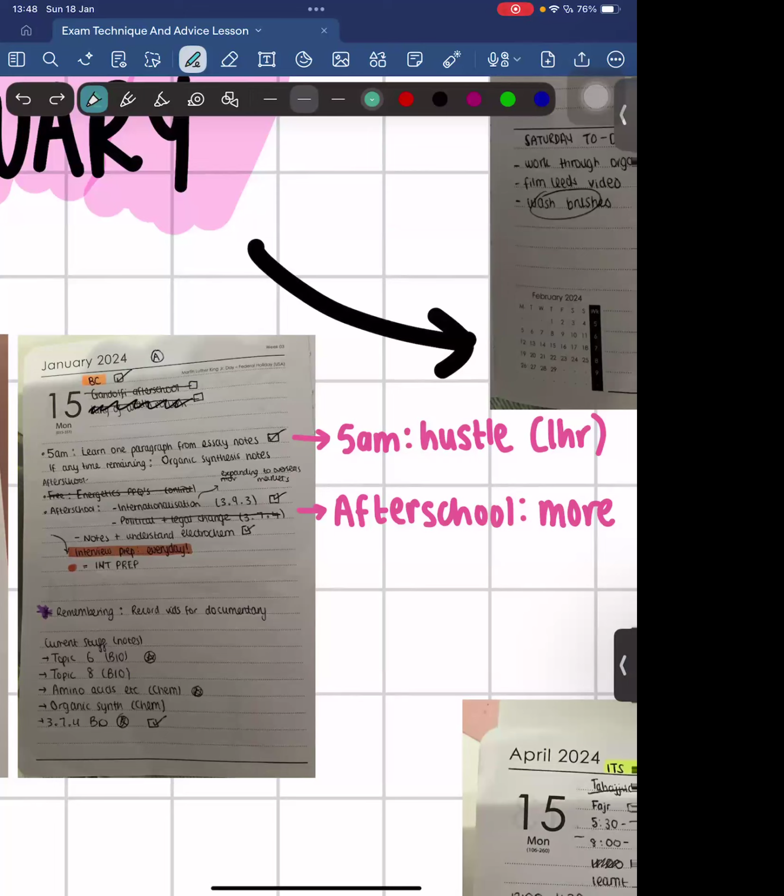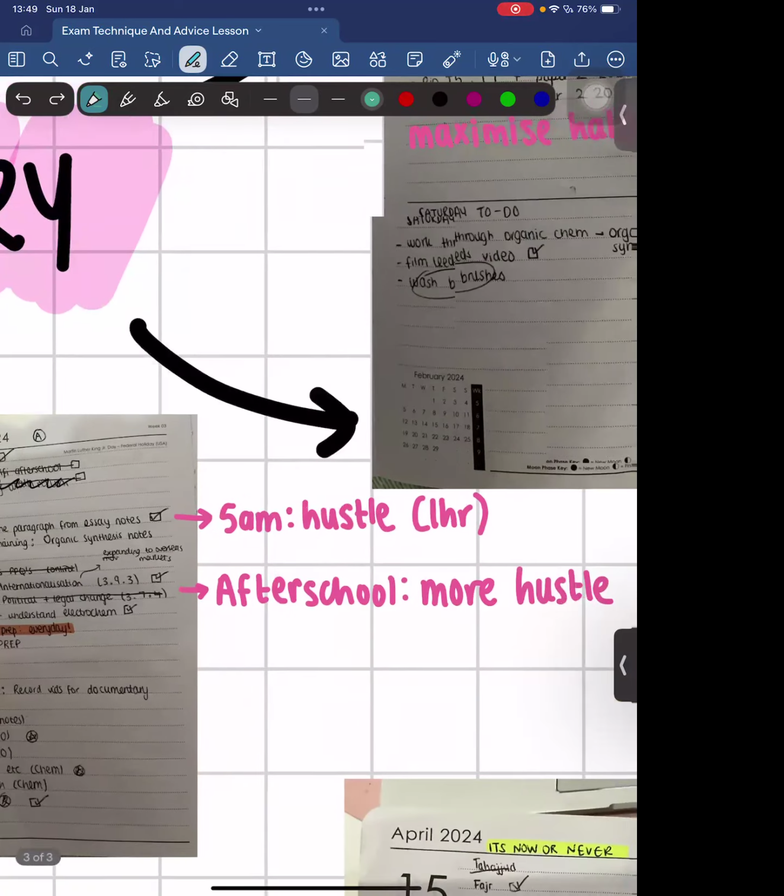So for my AQA biology essay, I was basically memorizing paragraphs for the essay. So I used to do one paragraph in that 1 hour and I'd make sure that it was done so well and then it was just in my brain. And then obviously after school and then other things that I need to do. So try and segment your day according to when you work best.